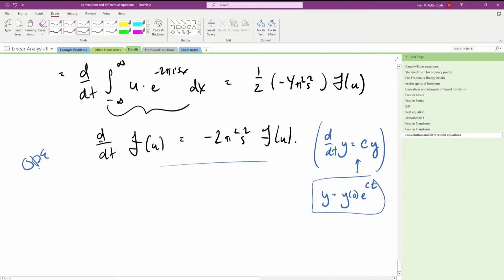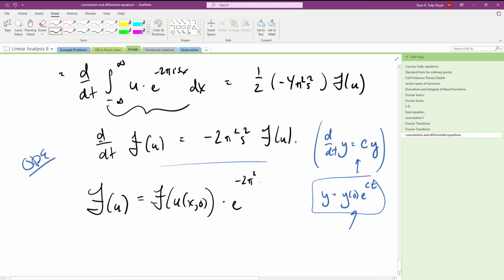This is an ODE, it's first order and separable, and it's of this form, and so if you solve it, the solution that you get is the Fourier transform of u must be equal to the Fourier transform of u at the initial condition times e raised to the minus 2 pi squared s squared t.